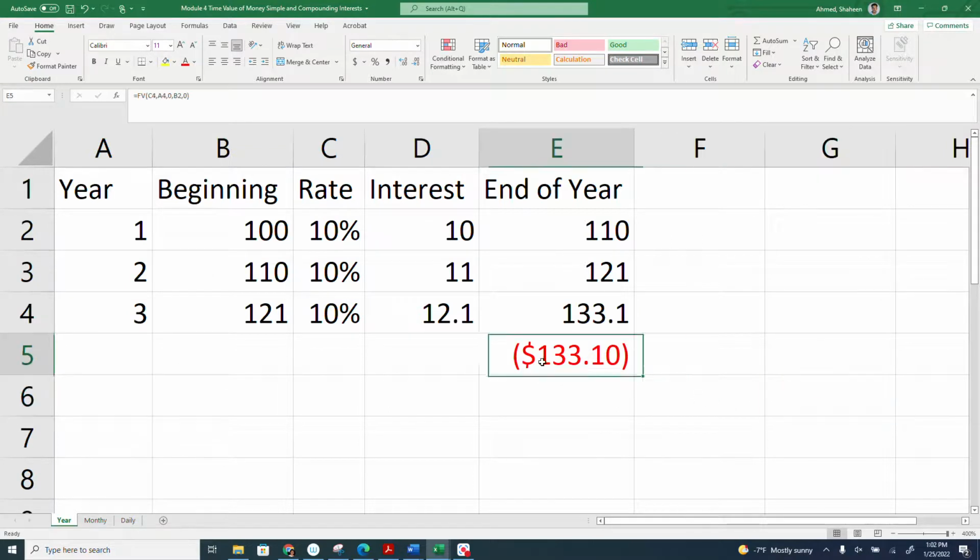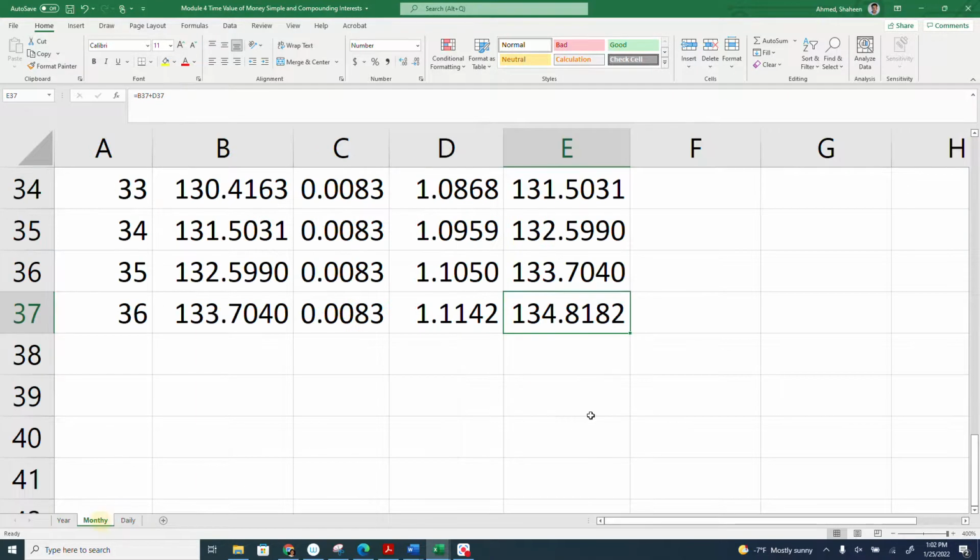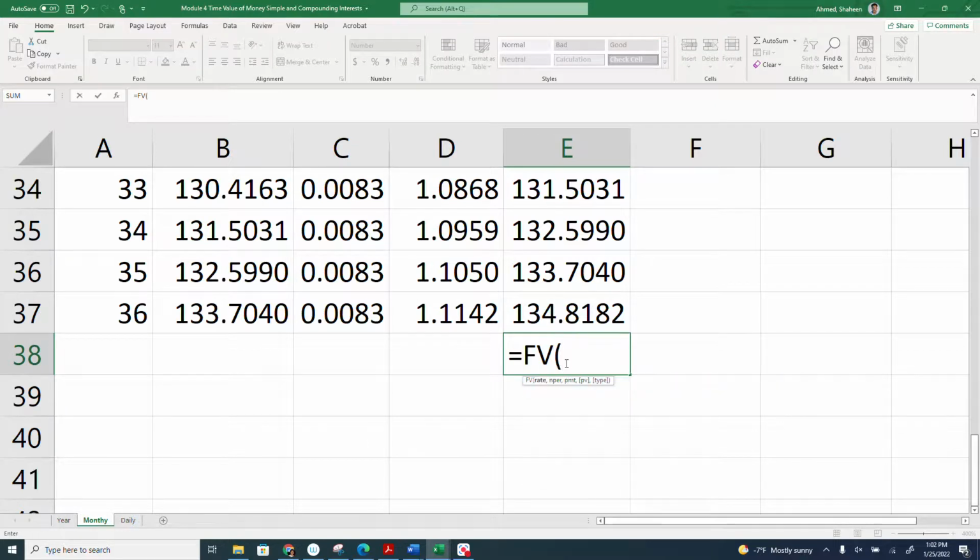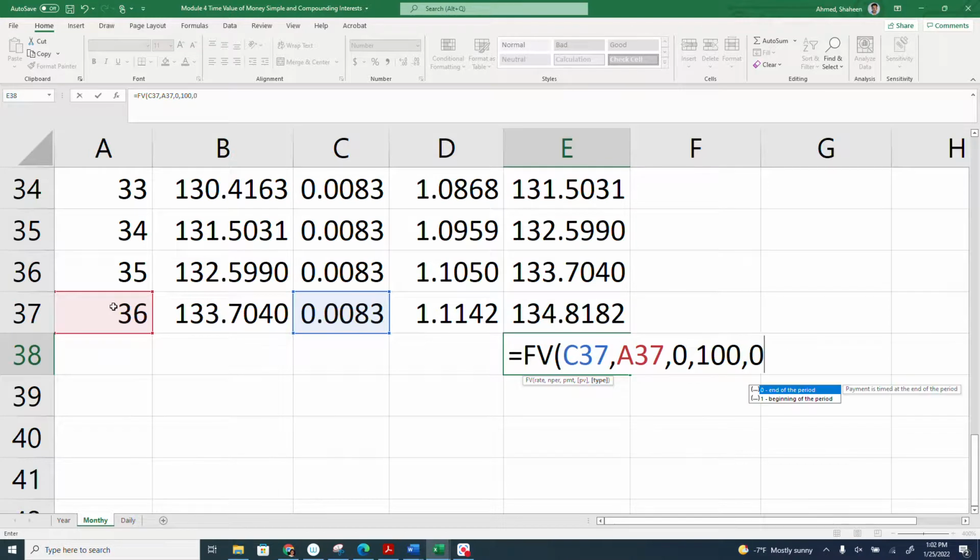Now this is a negative value, as you can see within parentheses and red mark. The idea is that Excel thinks that you got the money today, so that's positive, and this is what you're going to pay back, so that's going to go out from your pocket, so that's negative. So for the monthly, same thing, you can type that same function FV, and then this is the rate, comma, number of compounding periods, and then payment. We're not making any payment. The present value was $100, that's what we have borrowed, and end of period.